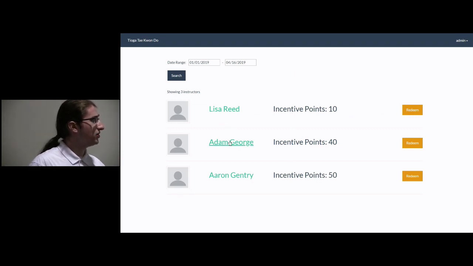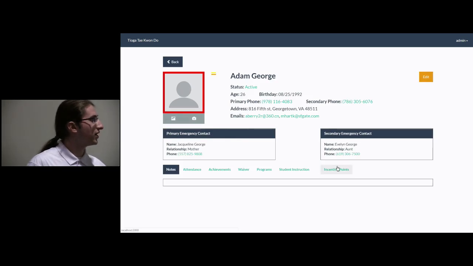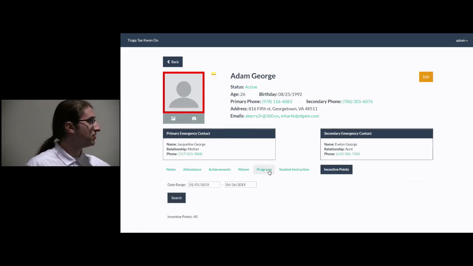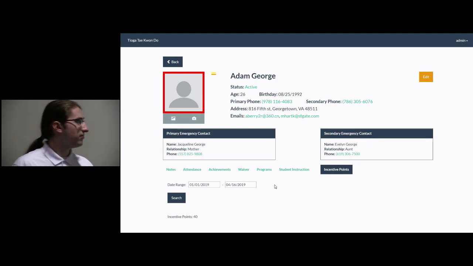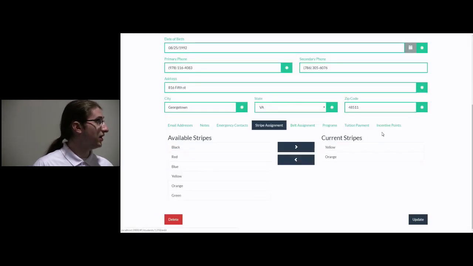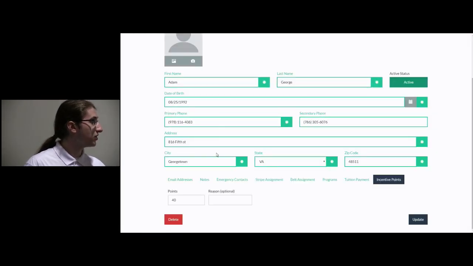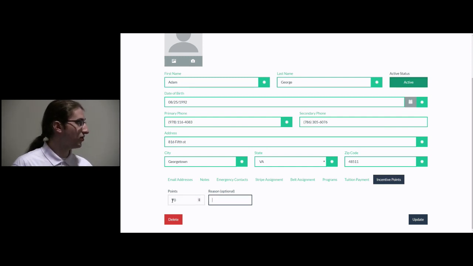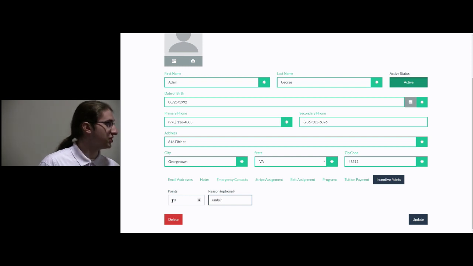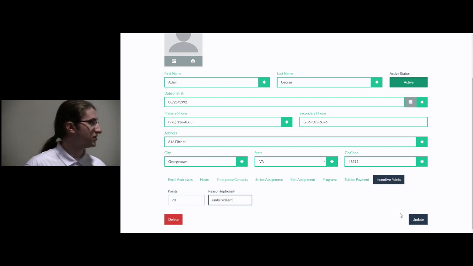Additionally, as a student instructor, I can go visit my page to see my individual incentive points balance. Same thing, I can look at the date range. Now, as an administrator, when I go to edit a student page, I can actually go and change their points directly. Let's say that was an error that I redeemed these points, so I'm going to undo the redemption by resetting his points to the previous value.